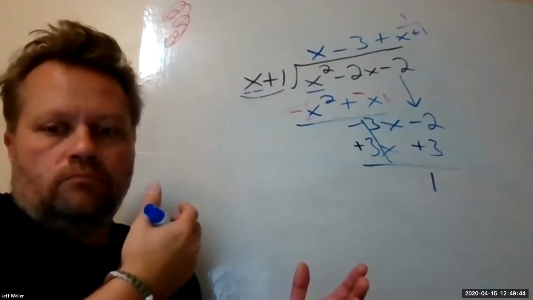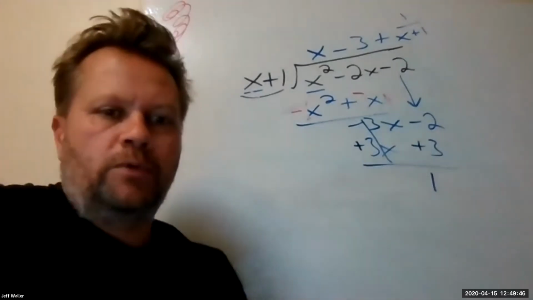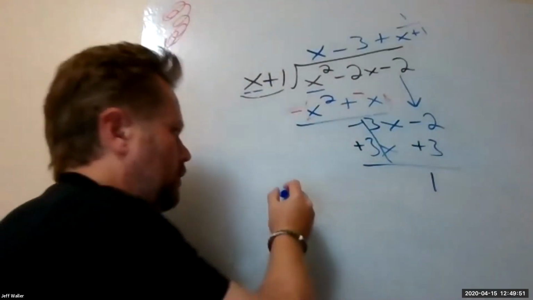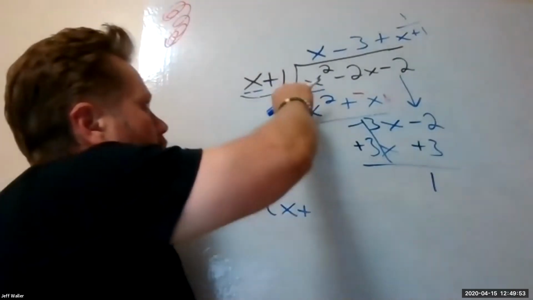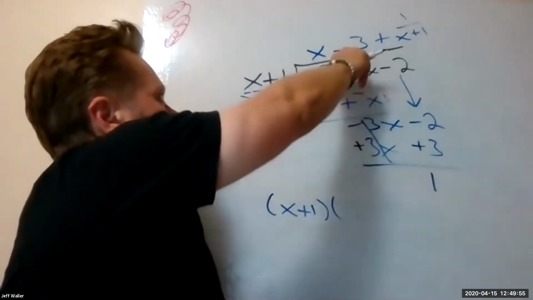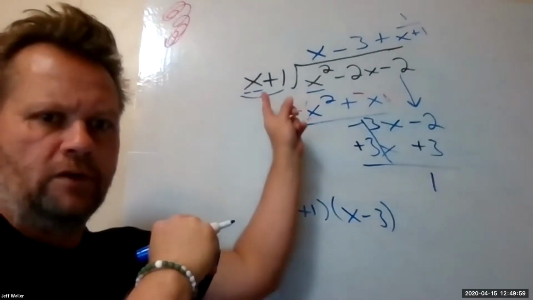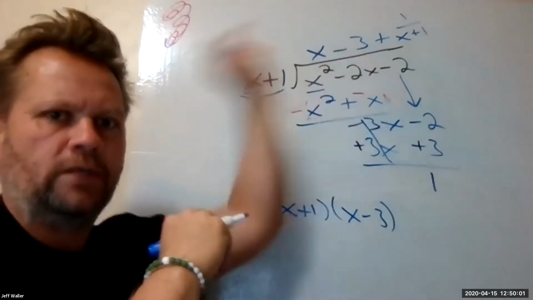Okay. Now watch this real quick. We did this last time. We did this yesterday. Can somebody do x plus 1 times x minus 3? You guys see where I got that from? X plus 1 times x minus 3.